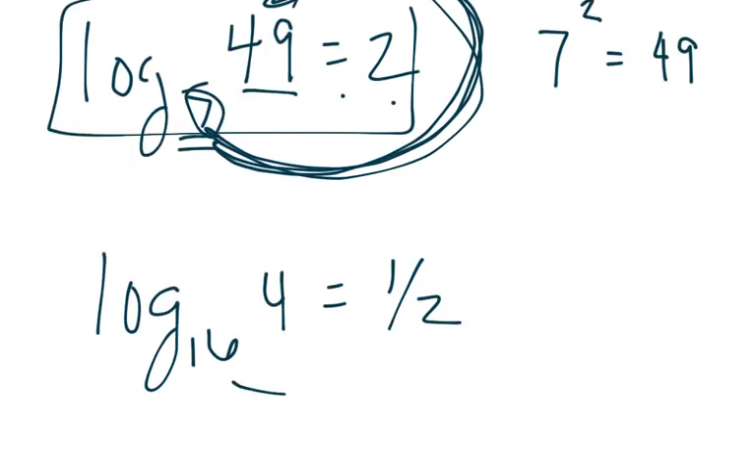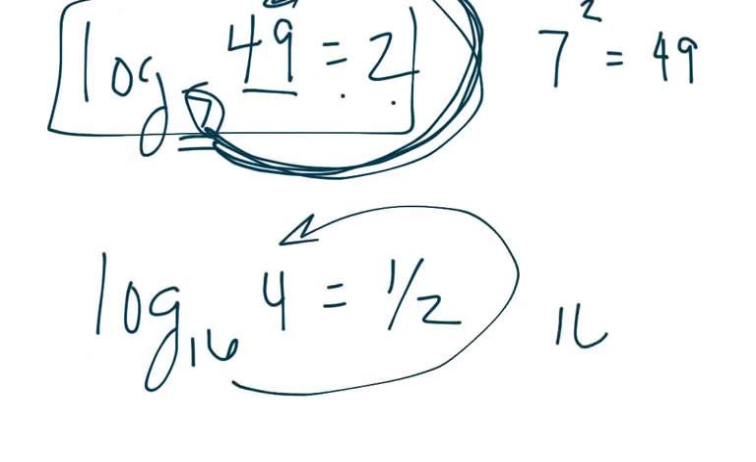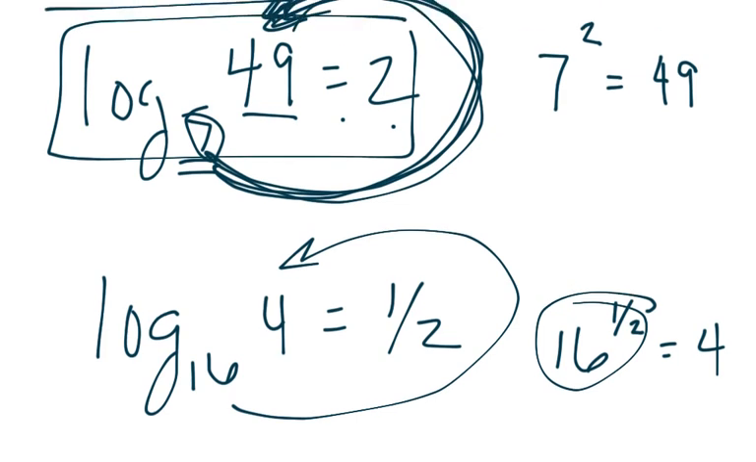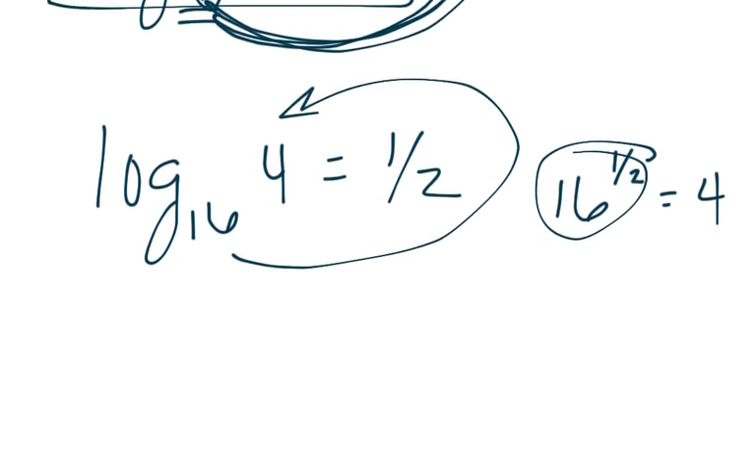All right? How would we do this one? Well, let's circle the wagons. 16 to the 1/2 equals 4. Well, that makes sense because the 1/2 power is the square root. Isn't the square root of 16 4? Sure it is. So you can change any logarithm to exponential just by using that little circle the wagons deal.